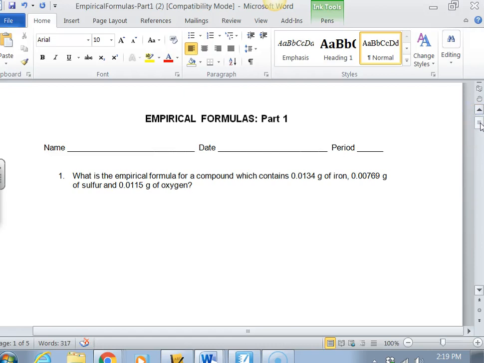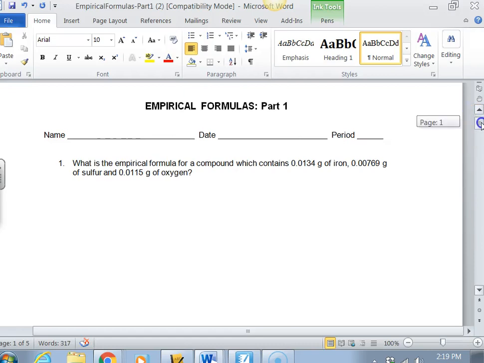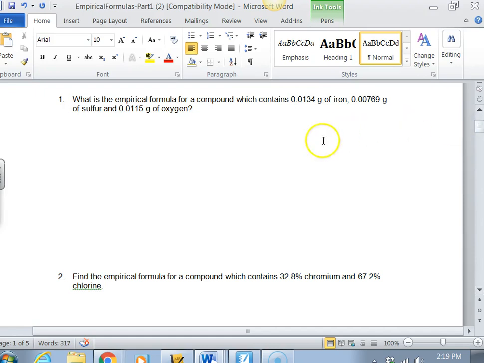This is the answer key for empirical formulas, part 1. This first one we did in class, but I'm going to redo it here in case you need to see it again.